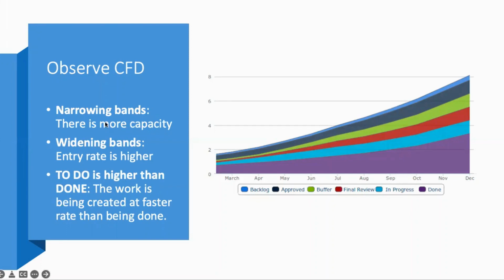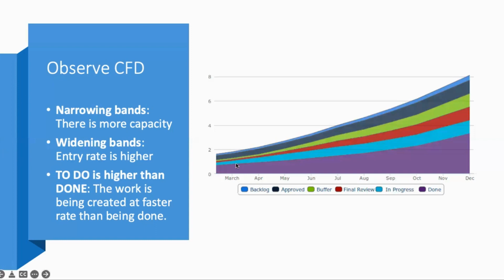If you find narrowing bands, so if you see that the flow is good, but suddenly the band of any of the colors has narrowed down, that means there is more capacity for work, but you are doing less work. That means you will have to look at your WIP limit for that particular stage. If you see a narrowing band, your capacity is going to waste. You can do more than you are doing right now.